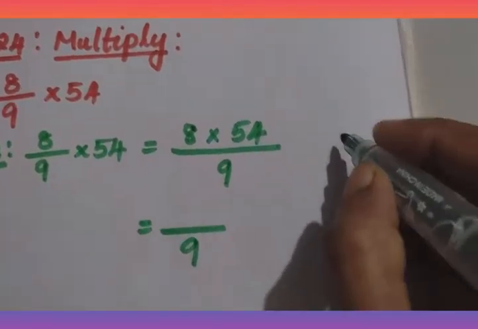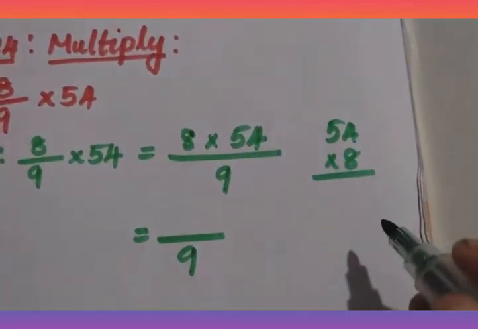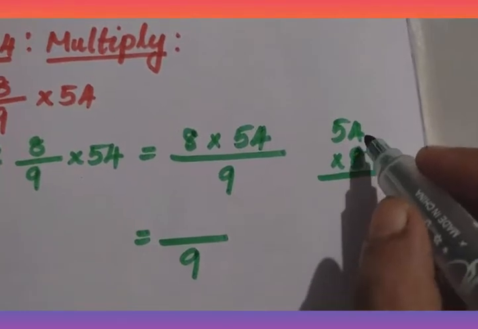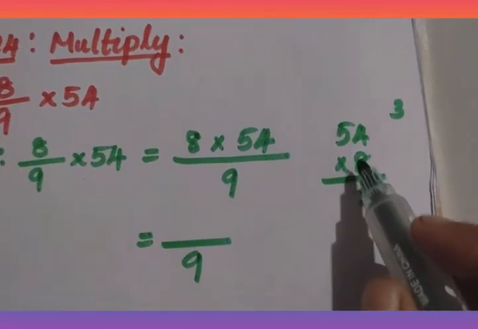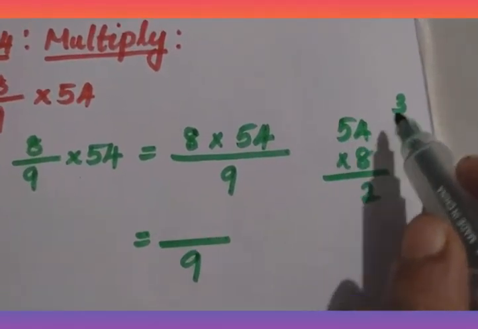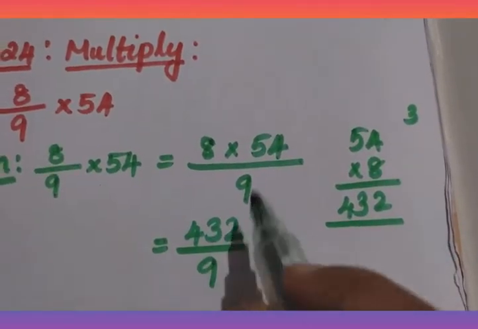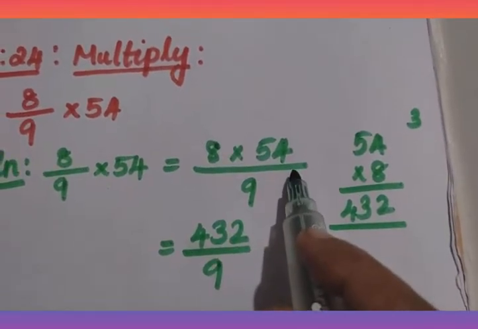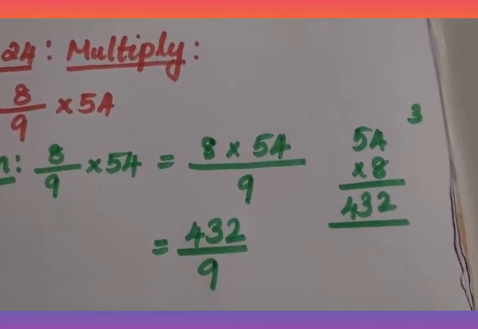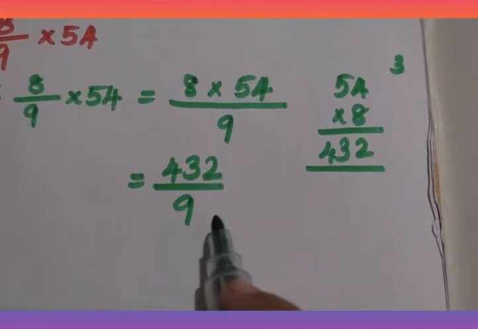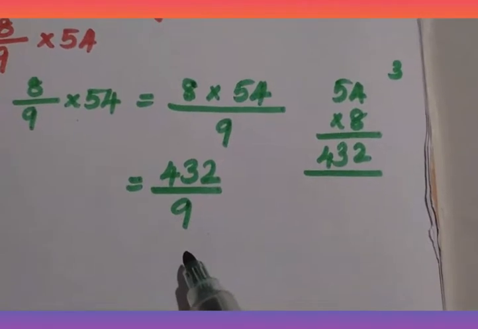So 54 into 8. Say the 8th table: 8 fours are 32, remainder 3. 8 fives are 40, 40 plus 3, so 43. So 432, that's the product of the numerator and the integer. So 432 we got, denominator is 9. Children, here 432 divided by 9. So simplify this numerator and denominator if possible.